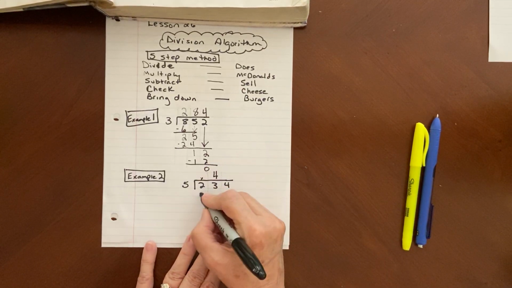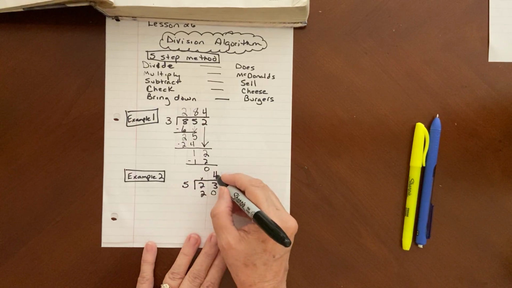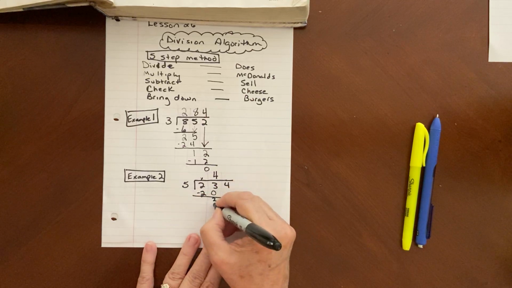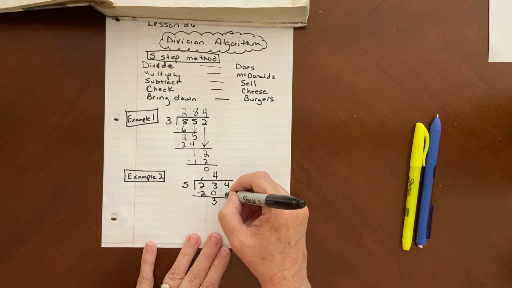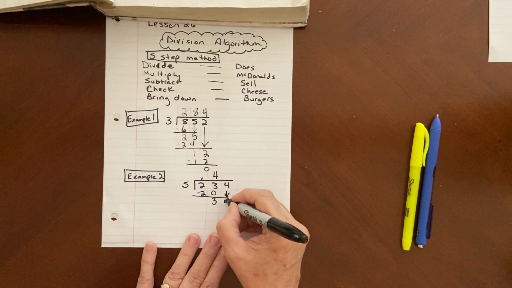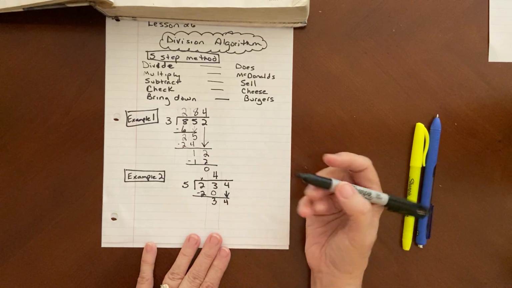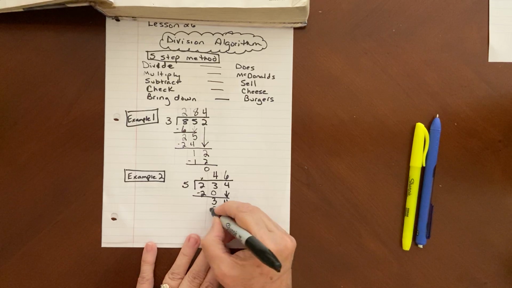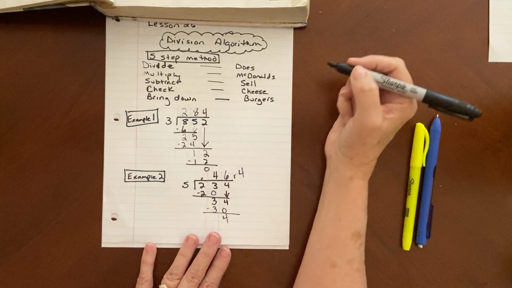So 4 times 5 is 20. So I divided, got 4, multiplied, got 20. I'm going to subtract, and I get 3. Is 3 less than 5? Yes. So I can bring down the next number. Okay. Will 5 go into 34? Yes, 6 times. And I have a remainder of 4.